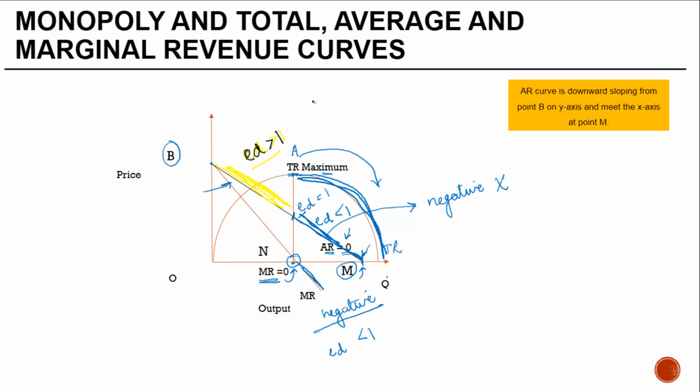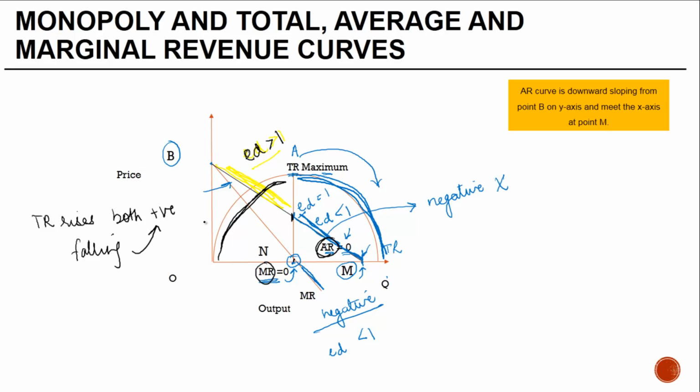Another point to note is that as long as TR, the total revenue, rises, which is the portion from here to here, the average revenue until this point and the marginal revenue until this point are both positive. Even though they are falling, both of them are positive.